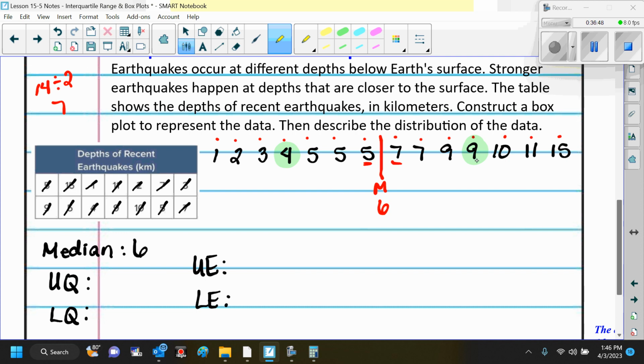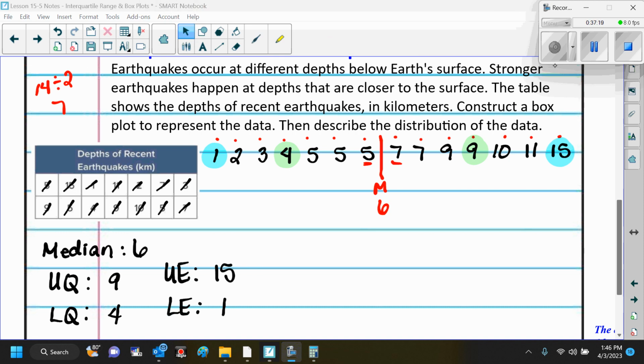9 is our upper quartile, okay, so let's write that down. So the upper quartile is 9. The lower quartile is 4. And of course, so simple for the lower extreme, it's the lowest number, 1, and the upper extreme, 15. So let's write that down. So we've got 15 for the upper extreme, and we've got 1 for the lower extreme.